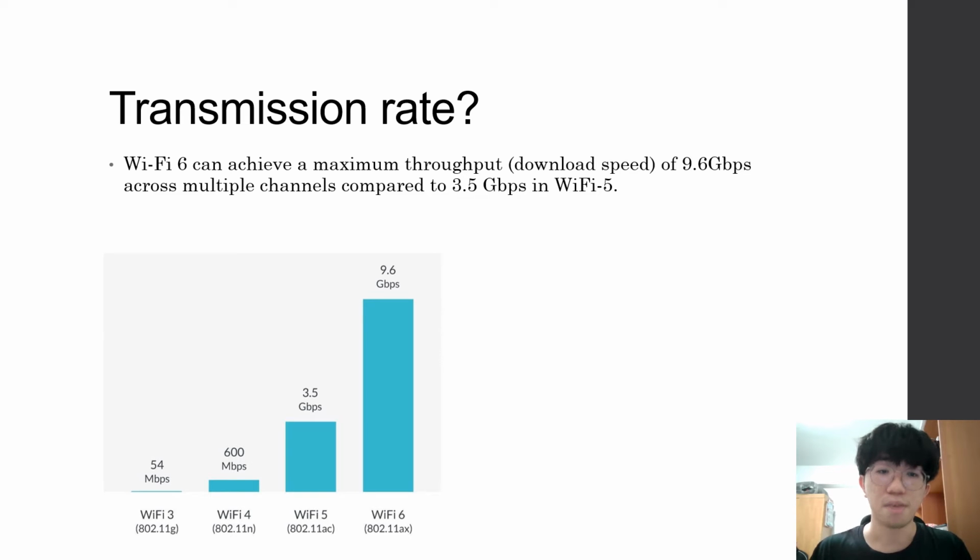What is the transmission rate of Wi-Fi? There are 4 types of Wi-Fi from Wi-Fi 3 to Wi-Fi 6. Wi-Fi 3 has a transmission rate of 54 MB per second, while Wi-Fi 4 has a transmission rate of 600 MB per second. But Wi-Fi 6 can achieve a maximum throughput of 9.6 GB per second across multiple channels, compared to 3.5 GB per second in Wi-Fi 5.